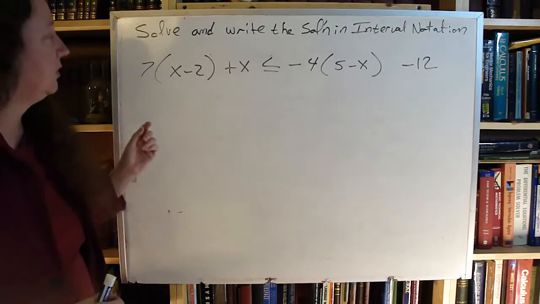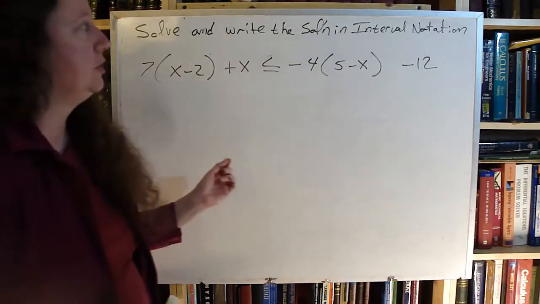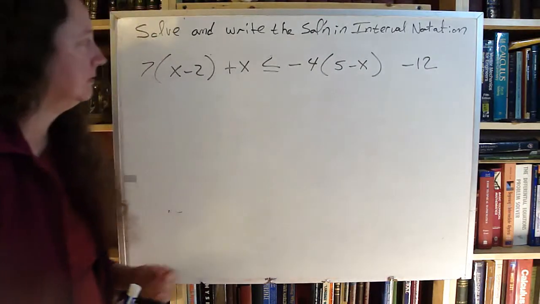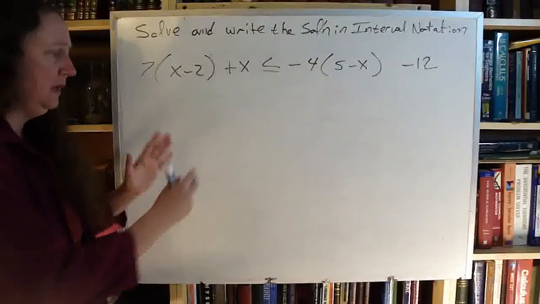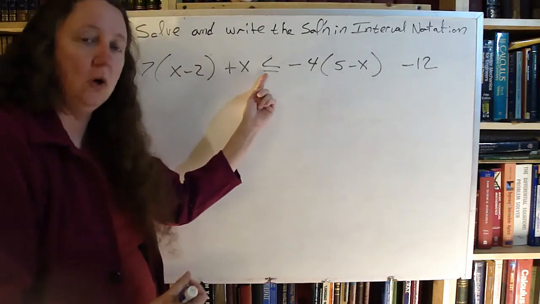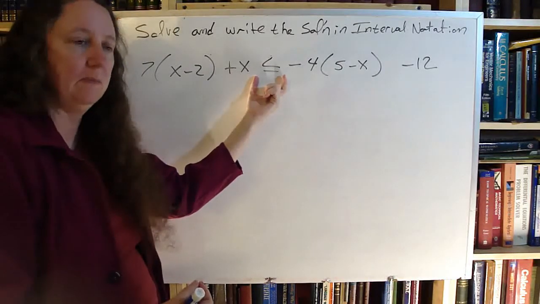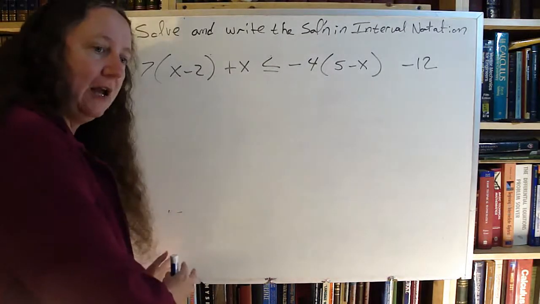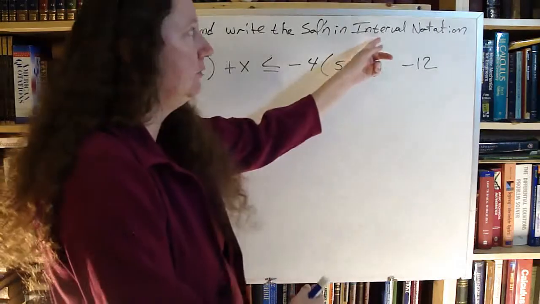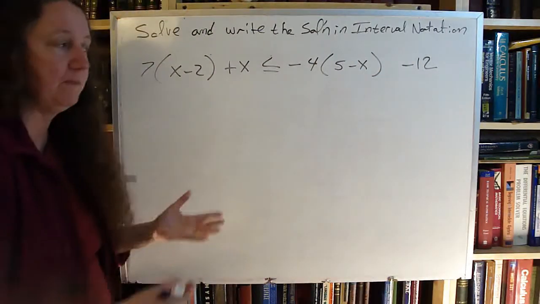Here we're being asked to solve the inequality and write the solution in interval notation. As we solve it, we're going to get to the inequality notation, which will have the inequality symbol in it. And then once we have that answer, we have to turn it over into the interval notation. So the first step is solving it.